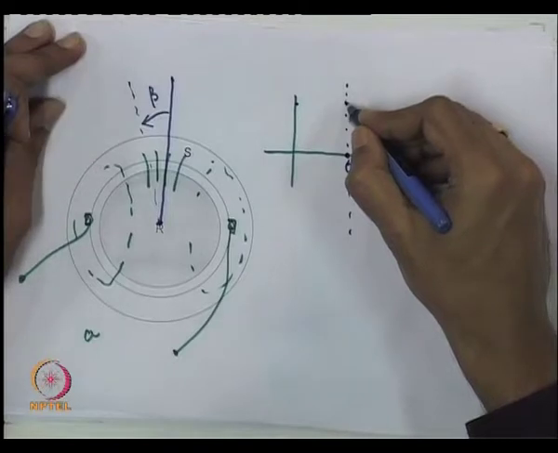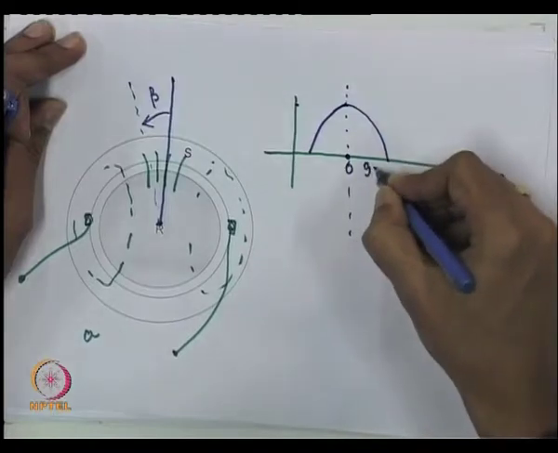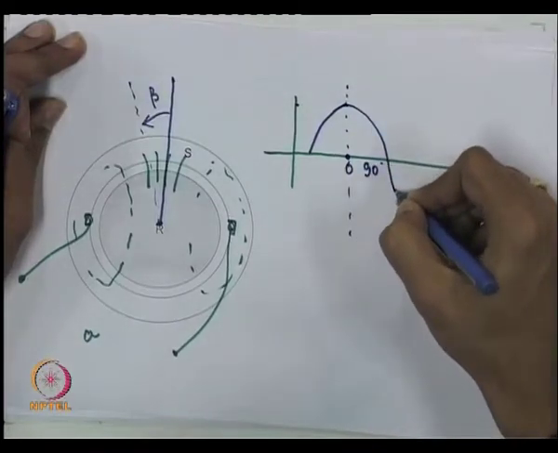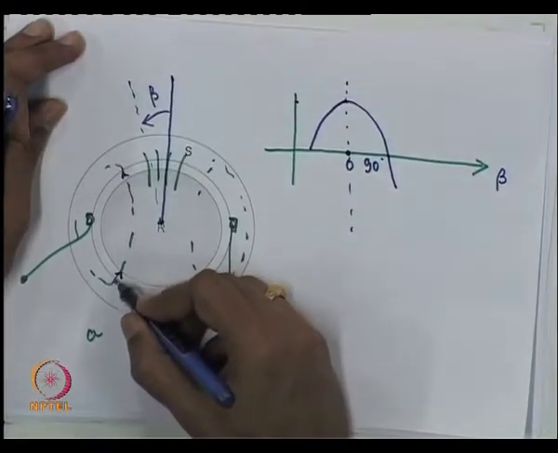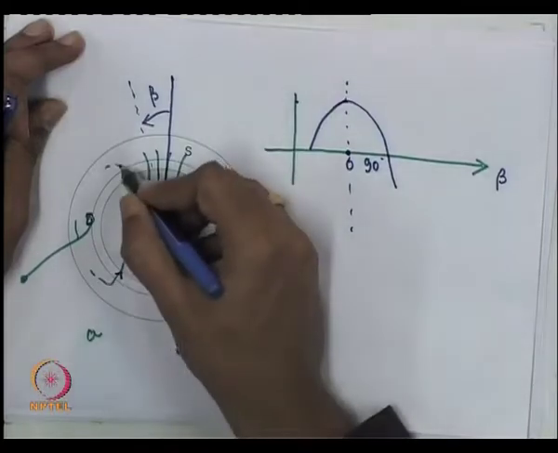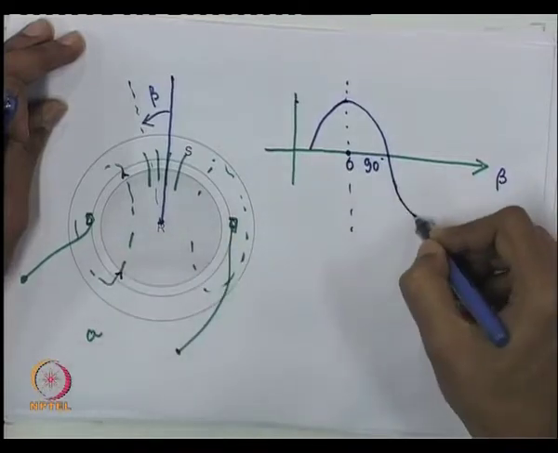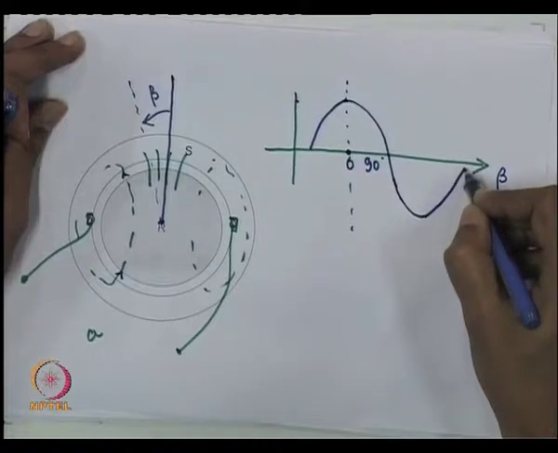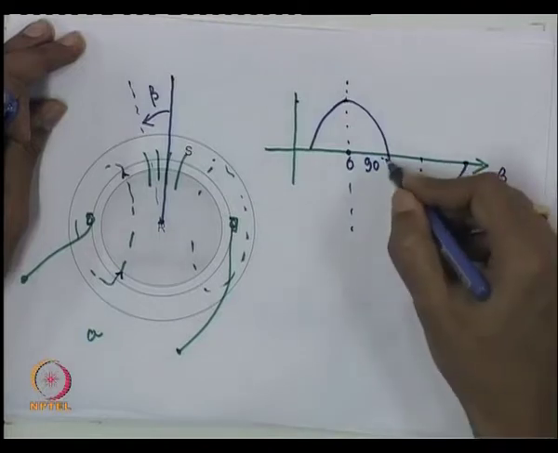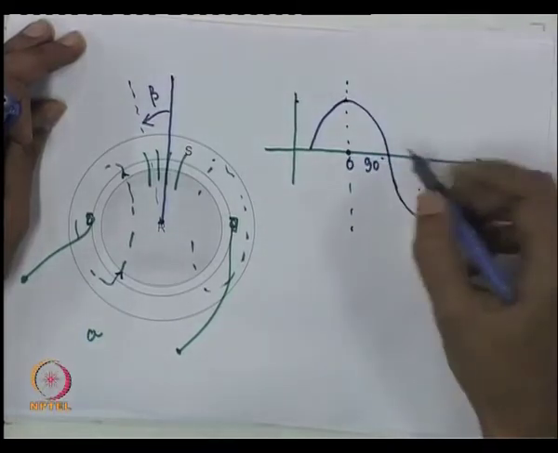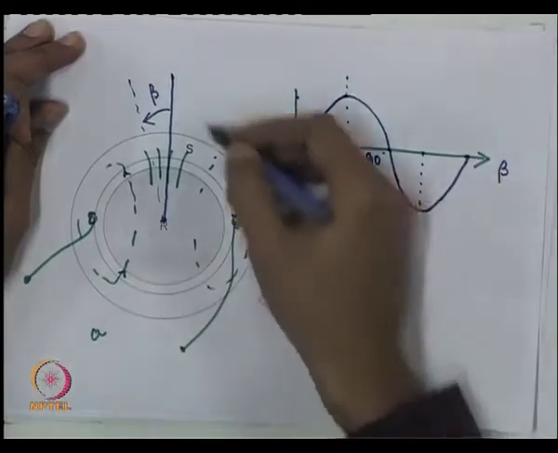MMF is maximum here. It becomes 0 when beta is equal to 90 degrees, and it tends to cause flux in the opposite direction, because it causes a flux which comes out of the air gap here and goes in here. So, the MMF is negative after 90 degrees in this region, and reaches a peak here. So, this is basically how your MMF looks like: 0, 90, 180 and back here.